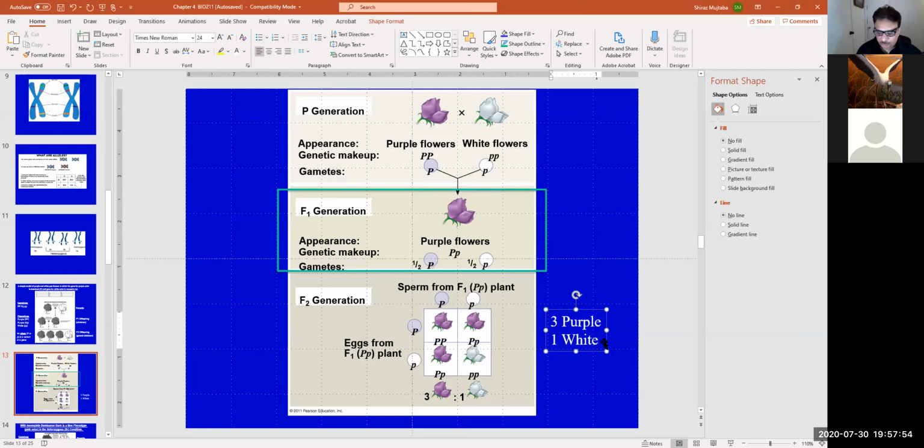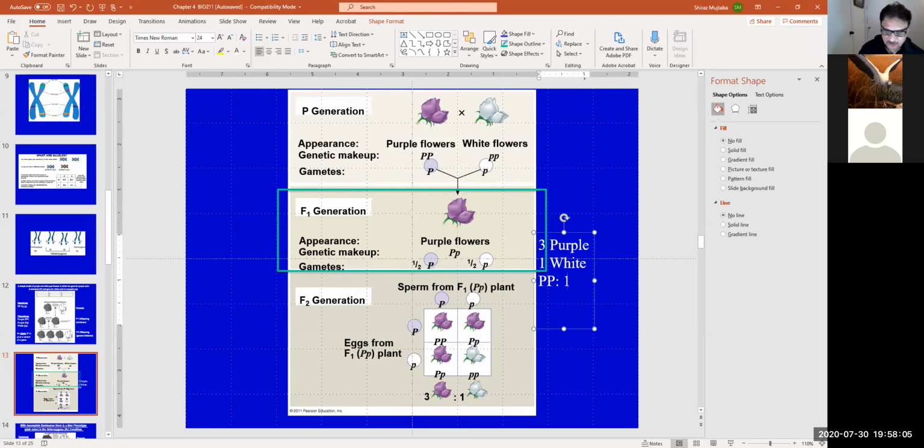But if you look at the genotype, what do you see here? Big P, big P, there is only 1. Big P, small p, there are 2. And small p, small p, there is 1. So the genotypic ratio is 1:2:1, and the phenotypic ratio is 3:1, which is 3 purple flowers and 1 white flower. The genotype is 1 homozygous dominant, 2 heterozygous, and 1 homozygous recessive.